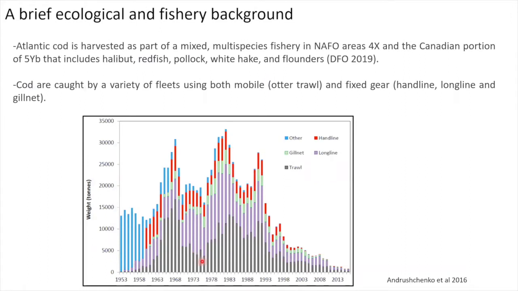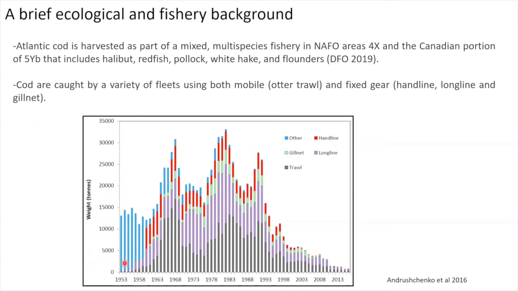So the majority of Atlantic cod in divisions 4X5Y are harvested as a part of a mixed species fishery that includes haddock, pollock, winter flounder, and other species like redfish, for example. So cod may be considered as a choke species because the quota of other species is limited by the incidental catch of cod, which has a very strict bycatch limit.